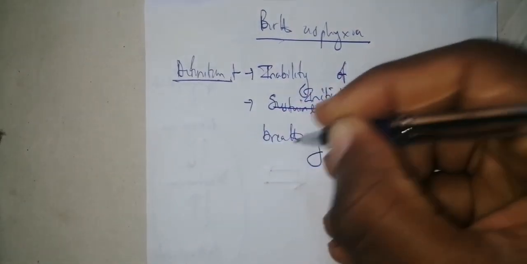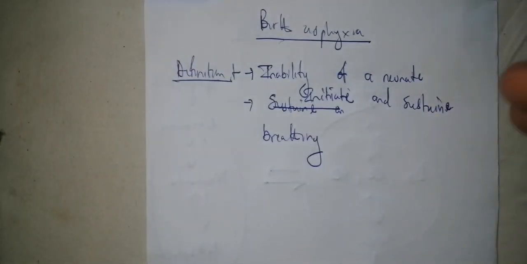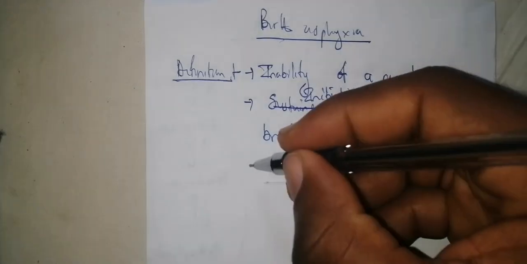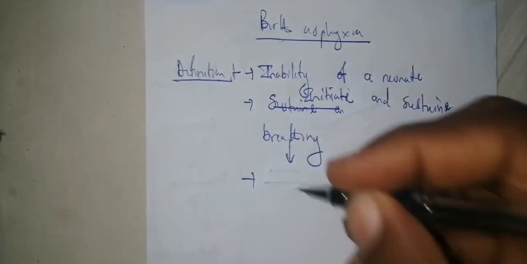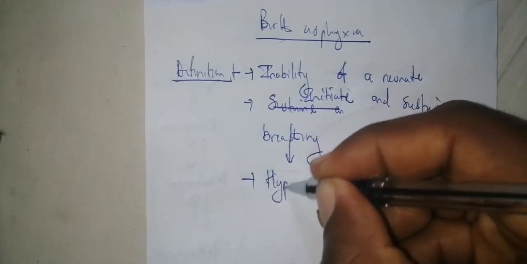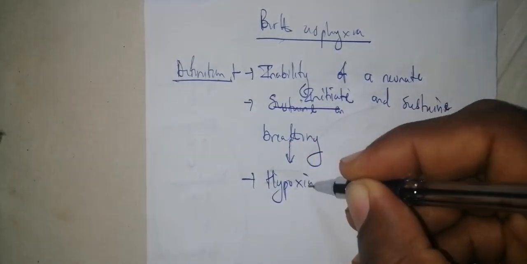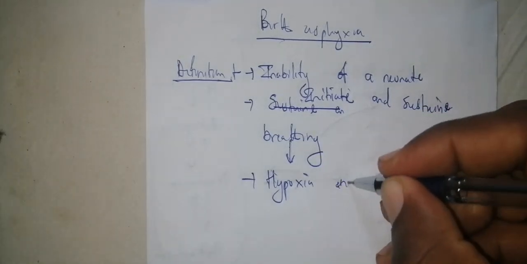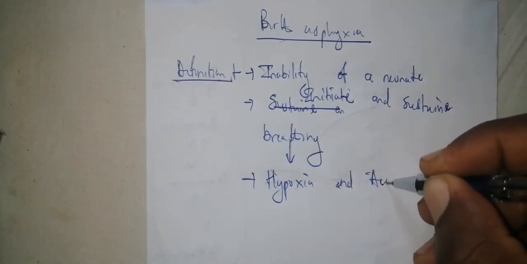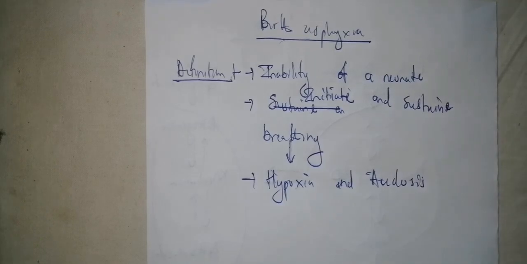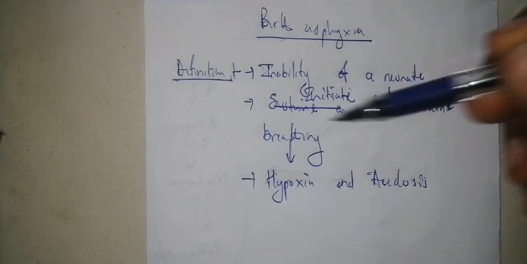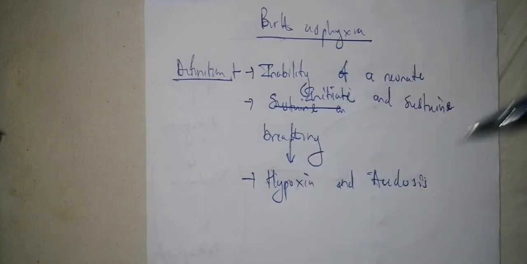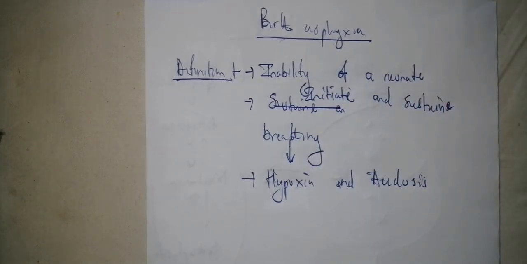Inability of a neonate to initiate and sustain breathing, resulting in what? Resulting in hypoxia or hypoxemia and acidosis. So that is the definition of birth asphyxia: inability of a neonate to initiate and sustain breathing, resulting in hypoxia and acidosis. So generally, that's the definition of birth asphyxia.